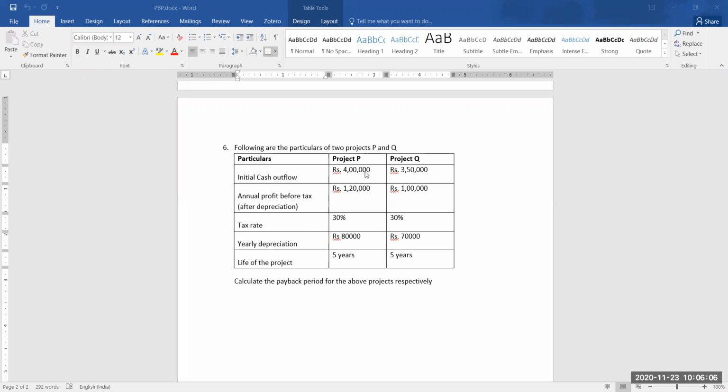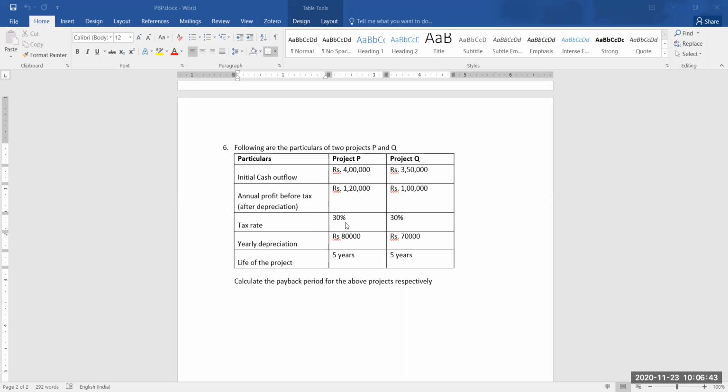So project P is having 4 lakh, project Q is having 3 lakh 50,000. So this is your investment value. Annual profit before tax. Always remember, this is specifically the earning, or you can say profits, from the investment which you have invested. So annual profit before tax and after depreciation, that is, you have already deducted the depreciation but you have not deducted the tax. So the amount is 1,20,000 and 1 lakh.